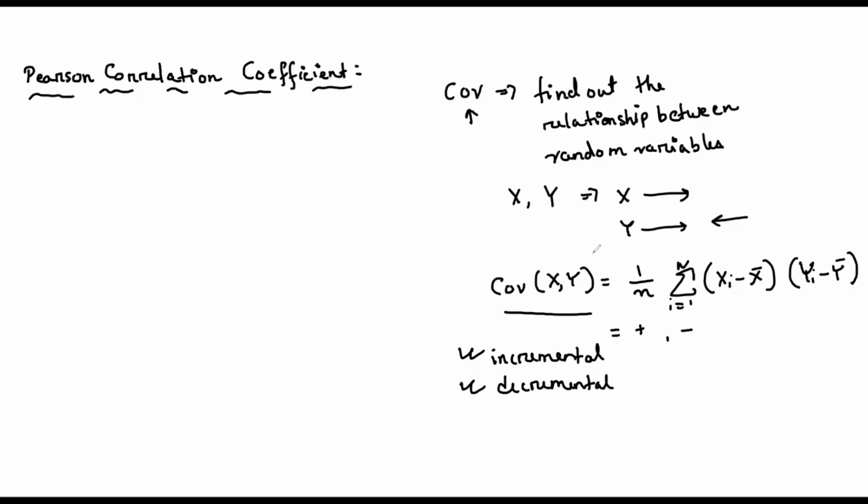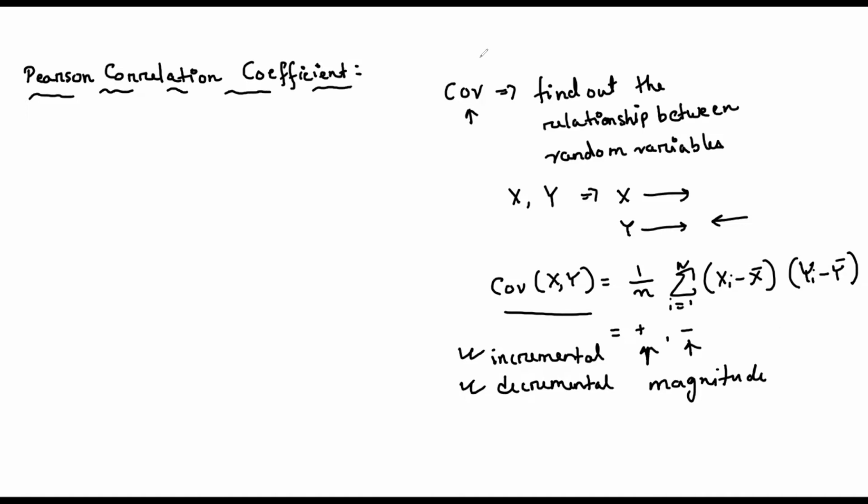Now, what was the challenge in covariance? As I already told you, it will only give you a relationship. It will tell you whether it's positively related or negatively related. Negative means if x increases, y will decrease, and positive means if x increases, y also increases. It never tells you the magnitude of the relationship. That was one of the problems with covariance.